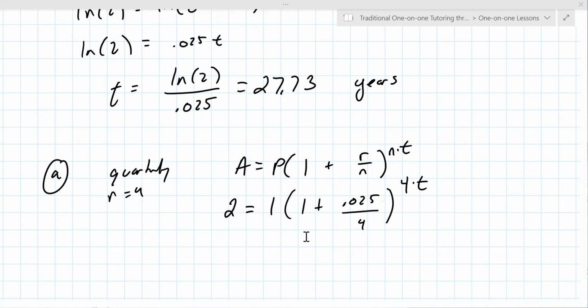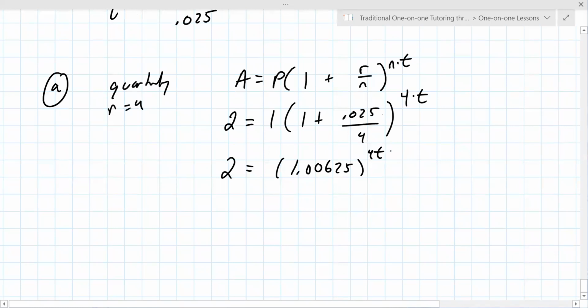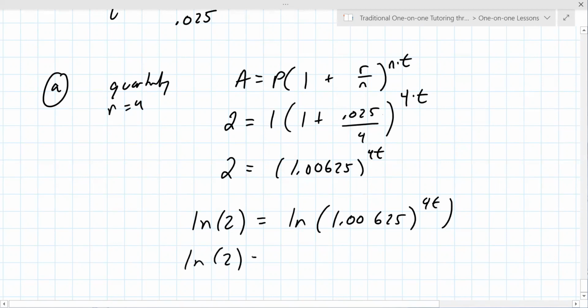Okay, so this is 2 equals, the 1 doesn't matter anymore, so it's 1.00625 to the 4t. So the way you get the variable out of the exponent is to use ln. So it's natural log of 2 equals natural log of 1.00625 to the 4t, okay? And then this 4t is what comes out in front. So it's natural log of 2 equals 4t times natural log of 1.00625.